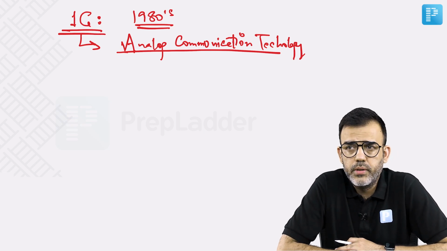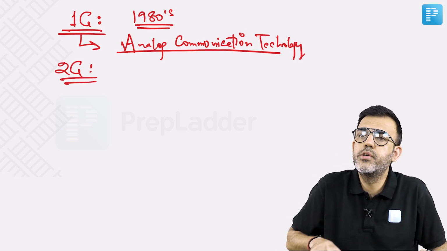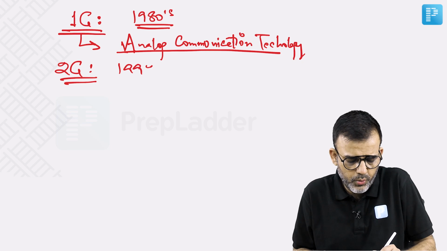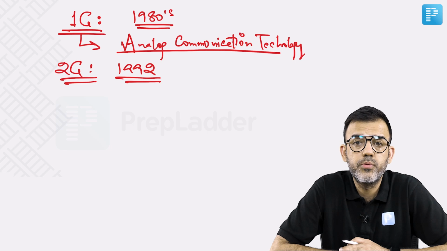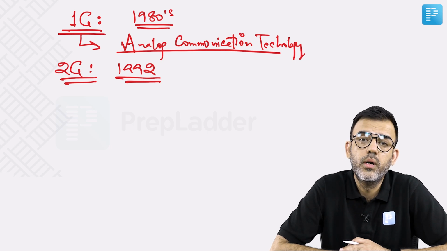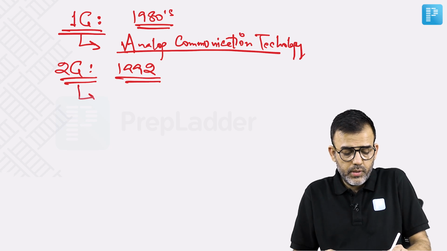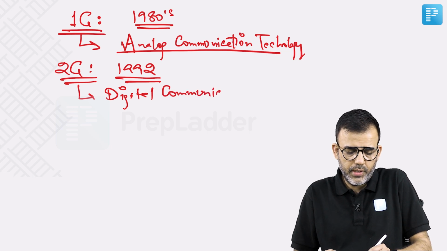When 2G networks were commercially launched, it was somewhere around 1992. 2G was a groundbreaking moment for mobile telephony because this stage was digital communication.